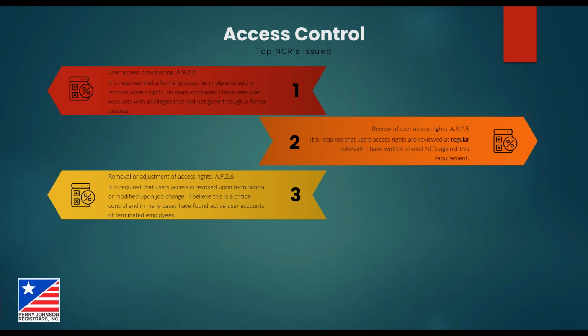So the first one is control A.9.2.2, and this is in regards to provisioning user access. It requires that a formal process be in place to add or remove access rights. On many occasions, I will look at a sampling of user accounts in Active Directory or whatever system the client's using, and just pick one out at random, see what permissions they have, and then simply ask, okay, how did you know as an administrator to assign these permissions to this user?